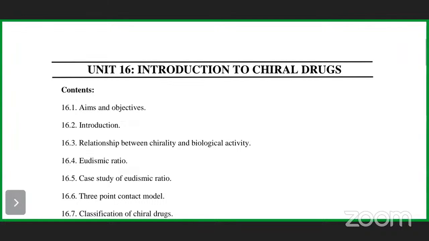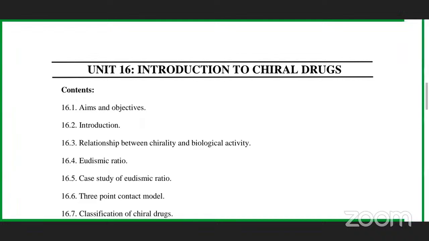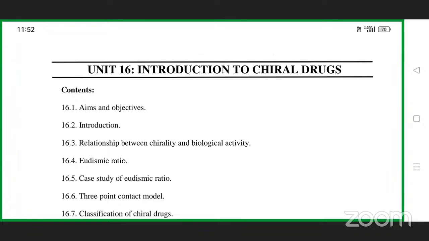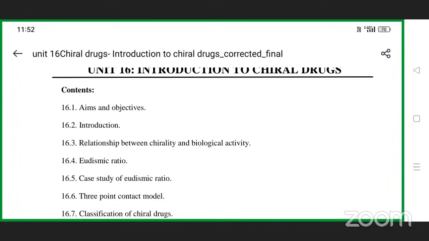So today we are going to discuss chiral drugs. What are drugs generally? A drug is something that treats a disease. When the biological system is deviated or altered, some uncomfortable condition arises, and that condition is called a disease. To bring that deviated system back to normal, we use drugs.